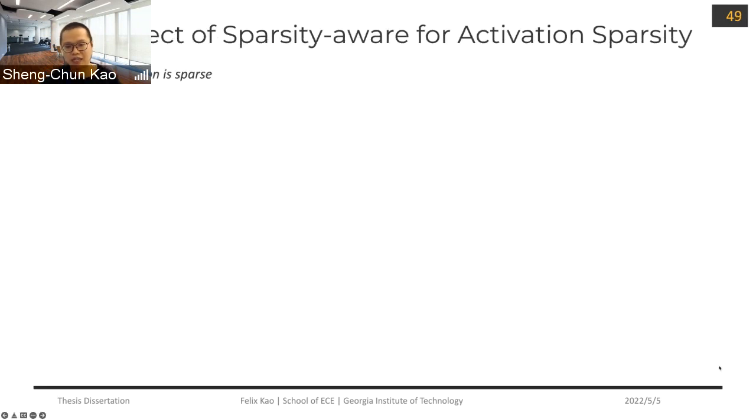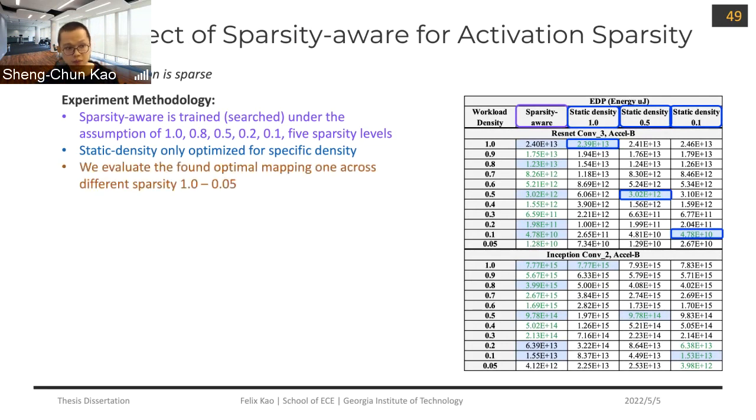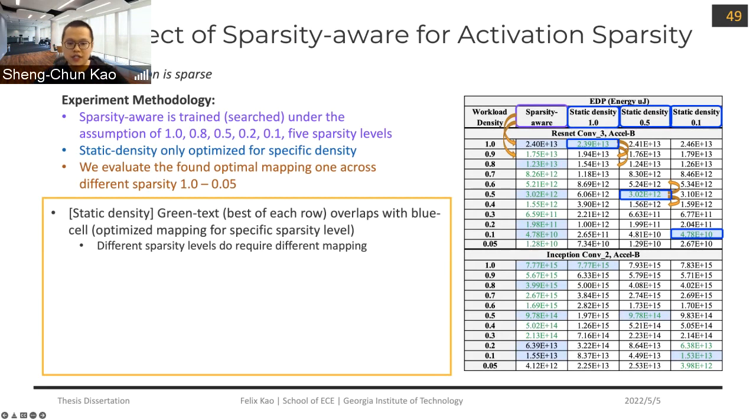Here we have a workload with input sparsity, and we follow the same experiment methodology as in the previous few slides. First, in the sparsity aware case, we specifically pick 5 different sparsity levels ranging from 1 to 0.1, and we find one fixed mapping. For static density, the idea is the same as the weight sparsity experiment. We search a mapping specifically on one density level, and its performance is recorded in the blue cell. We also mark the best performance one with green text. You can observe that the green text overlaps with the blue cell, which is consistent with the weight sparsity experiment. It means that we do need different mappings for different activation sparsity.